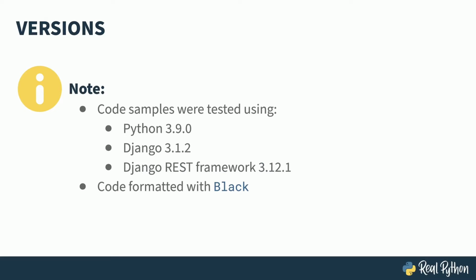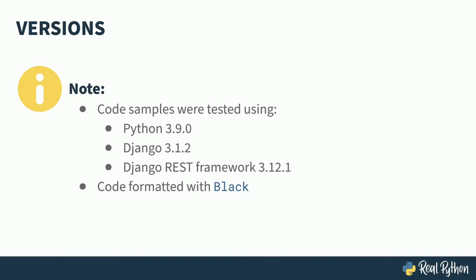The code samples shown inside of this course were tested with Python 3.9, Django 3.1.2, and Django REST Framework 3.12.1. There isn't anything that I'm doing here that is particularly version dependent, but if you run into some little weird corner case, that might be why.